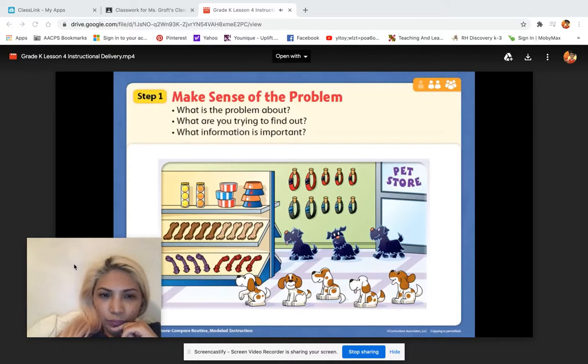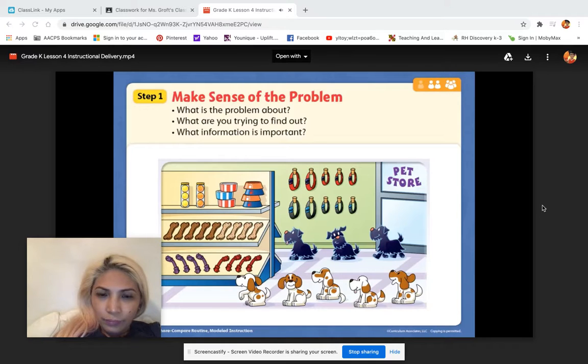There is a lot to notice in this picture, but today what we're going to focus on are the dogs in the pet store. I'm going to read a story to you, and I want you to think about the three questions that are above on the top of the page because we're going to start making sense of the problem. There were 5 spotted dogs in the pet store.